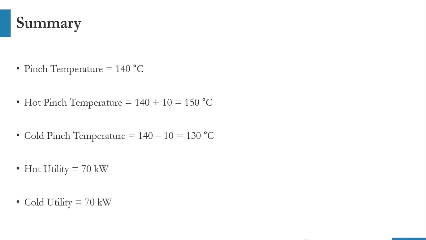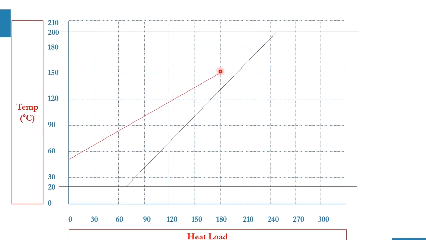If I take you to the graphical method, which is at 20 degrees centigrade, then you can see the hot pinch temperature of 150 degrees centigrade corresponds to this point, and the cold pinch temperature of 130 degrees centigrade corresponds to this point. This region is 70 kilowatt, and in this region the requirement of utility is 70 kilowatt. So as you can see, the values coming in both the graphical method and the problem table approach are the same.